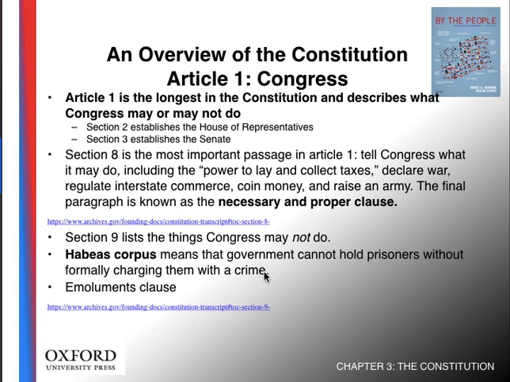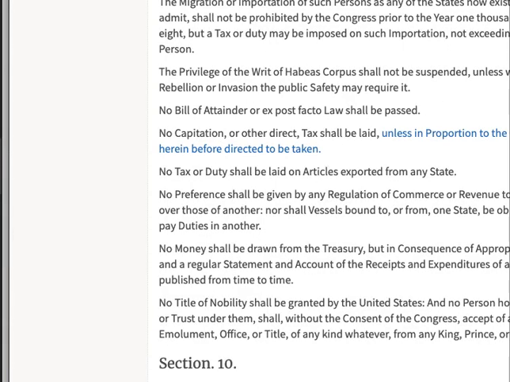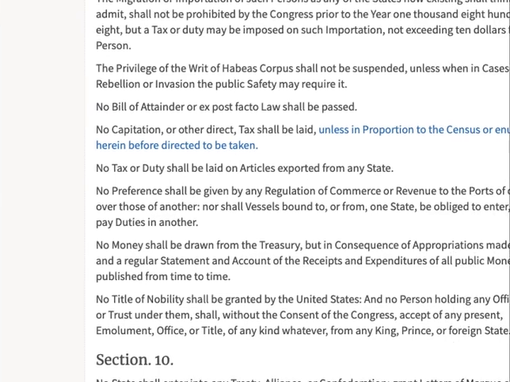Habeas corpus means that the government cannot hold prisoners without formally charging them with a crime. And then there's also the Emoluments Clause there. We can look at that. Maybe some of you have heard that being talked about in the news lately.